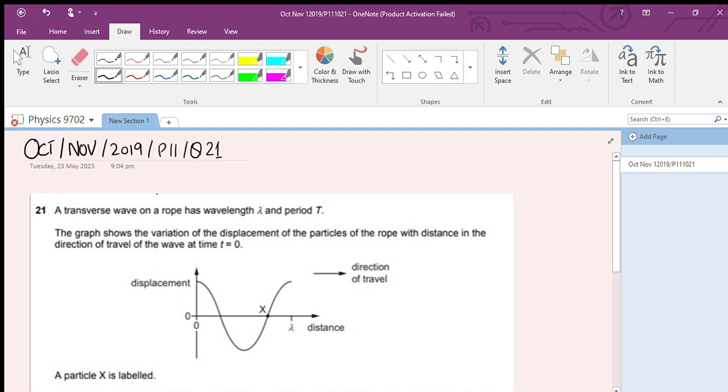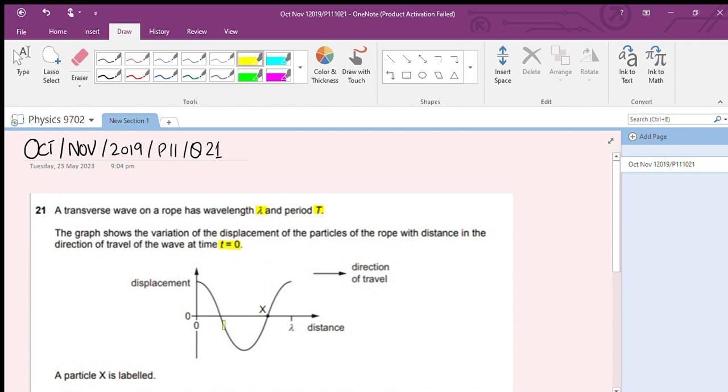So this question is from October-November 2019, variant 11, question 21. It says a transverse wave on a rope has a wavelength of lambda and time period is t. The graph shows the variation of the displacement of the particles of the rope with distance in the direction of the travel of the wave at time 0.